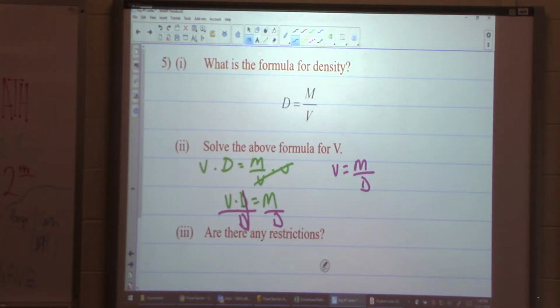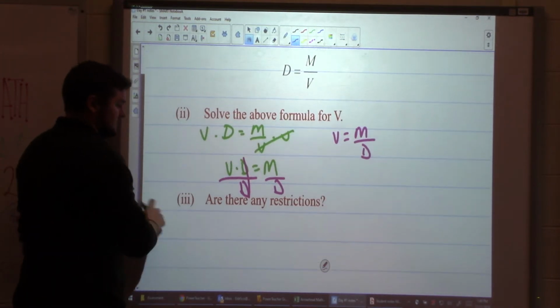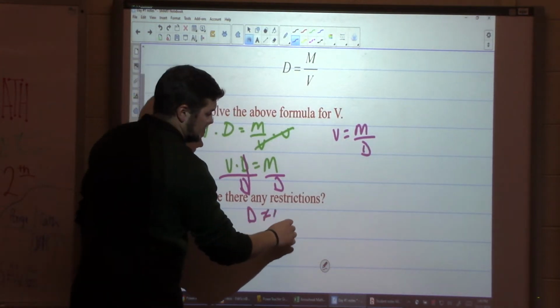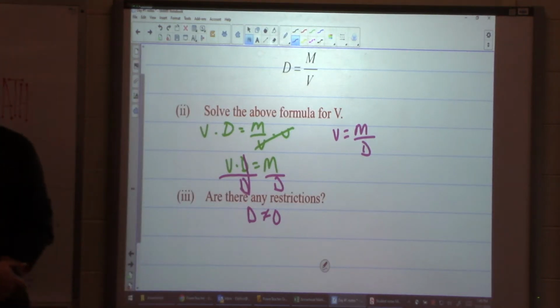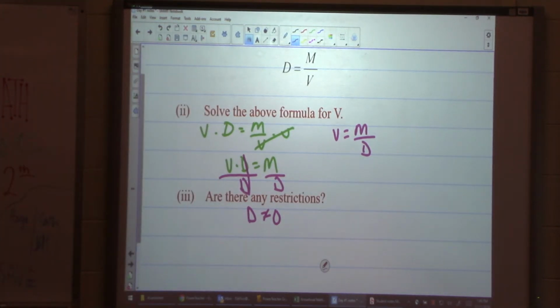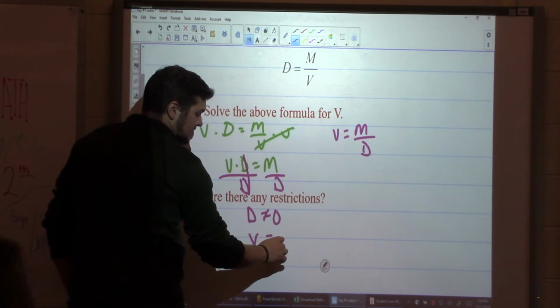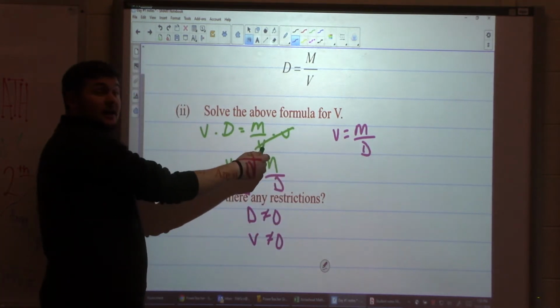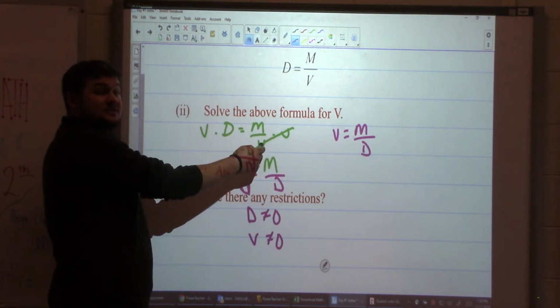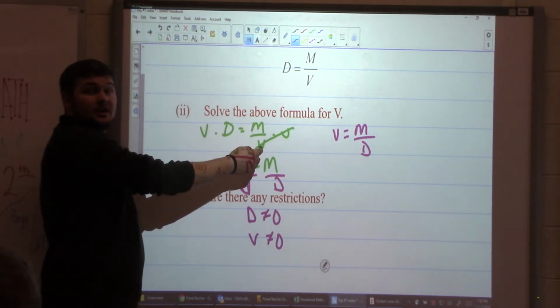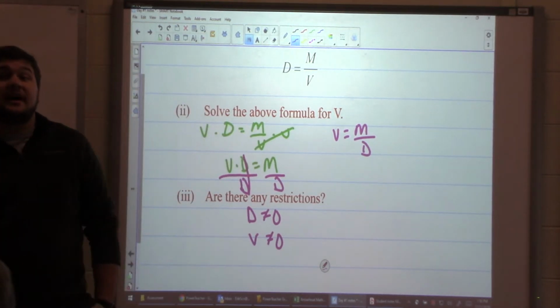D can't equal 0. Does that make sense? Yes. Any restrictions? D cannot equal 0. There's actually one more restriction in this problem. Can anyone find it? V can't equal 0. Why can V not equal 0? It started out in our denominator, right? If we have 0 for a volume right here, our problem's gone. It's undefined, can't do it.